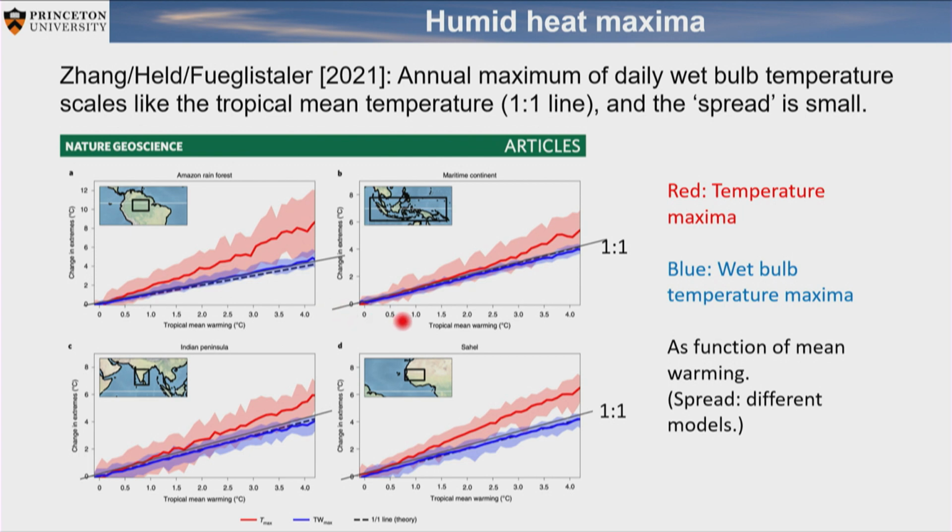And the red is simply the temperature maxima that you observe in 4 different regions. Okay? And the spread here is between different models, so you have a different amplification. But what you see is that this is 4 Kelvin, and the surface temperature maxima scale roughly like 8 Kelvin. So it's about a factor of 2 more. But that differs substantially between different regions.